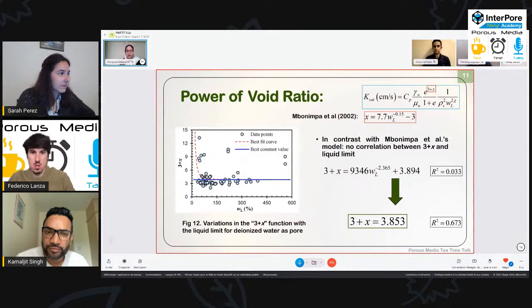In the next step, the power of void ratio in the Bonin-Pouls model should be modified for our purpose. As you can see in the red box, Bonin-Pouls et al. assumed that this power should be a function of liquid limit. However, our data points didn't show such a trend, so we assumed that it should be a constant value, and actually it had a better R score and better fit.